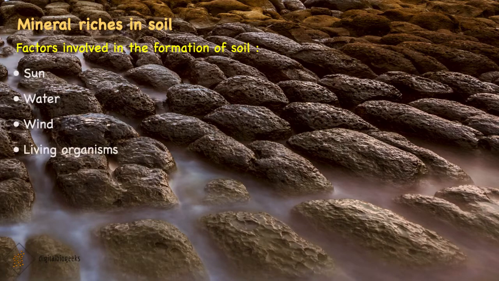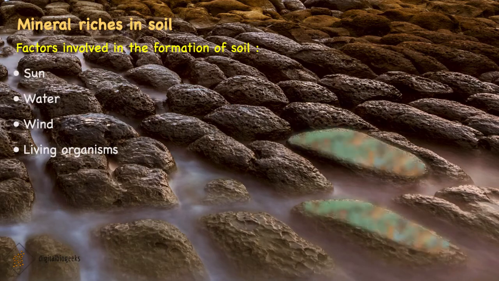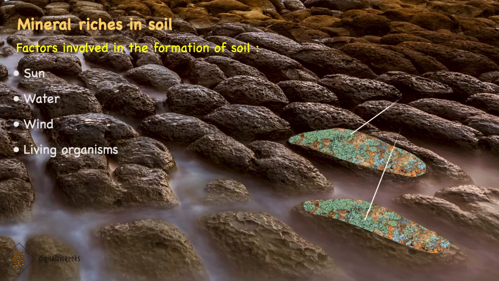Wind also helps in the formation of soil in a similar manner as water. Wind carries sand from one place to another. Living organisms influence the formation of soil. Lichens grow on the surface of rocks. Lichens are a symbiotic relationship between algae and fungus. In this relationship, one or both the organisms get benefited. While growing, these lichens release some substances that cause the rock surface to powder down and form a thin layer of soil.